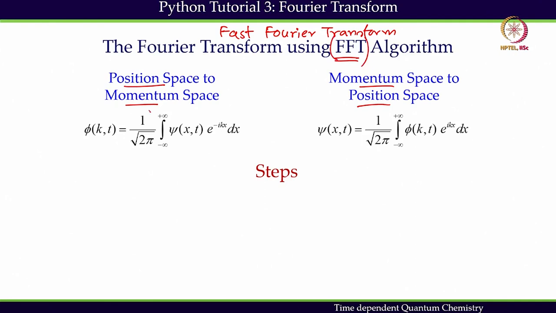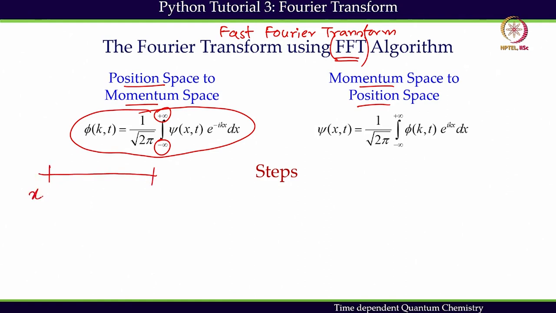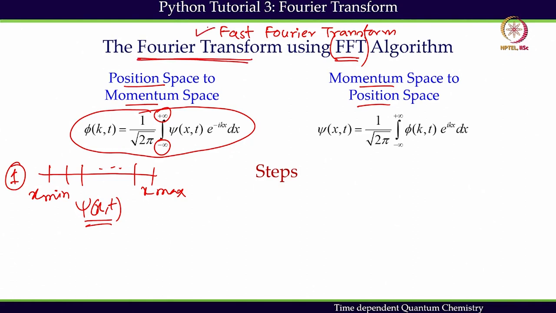So the basic idea is that this is an analytical expression, and one cannot use this kind of analytical expression directly. We cannot use this minus infinity to plus infinity limit. We have to always think about a finite limit. So in the finite domain we will say that x has a minimum value and a maximum value, and this is the grid which we create first, and on this grid we will represent psi(x,t), and we know how to represent this psi(x,t) in the position space. So this is step number one, in how we are going to perform this Fourier transform with the help of the fast Fourier transform algorithm.